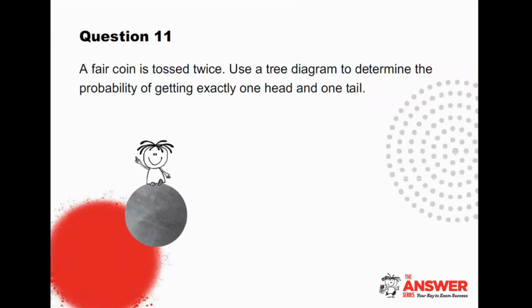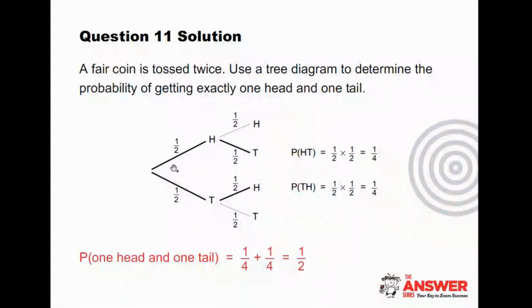So questions like, a fair coin is tossed twice. Use a tree diagram to determine the probability of getting exactly one head and one tail. Okay, so here's my tree diagram. Head, tail on my first toss. Probability of a half, probability of a half. My second toss, head, tail, half a half again. Head, tail, a half again.